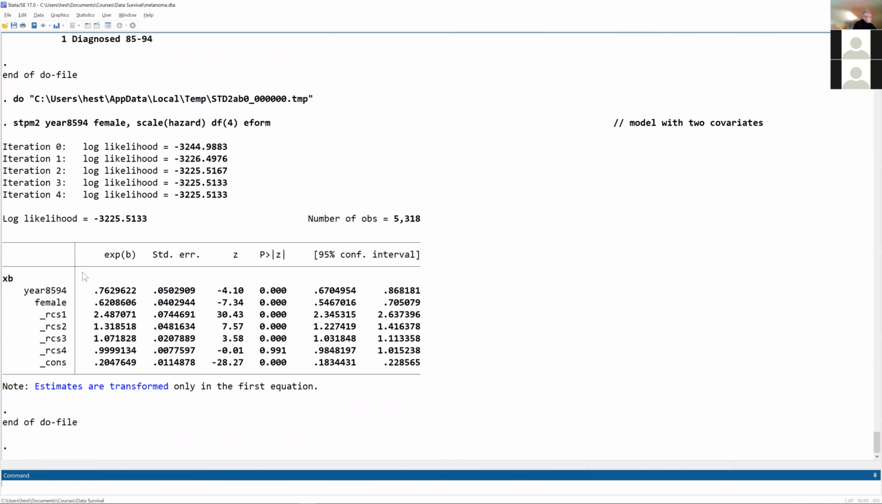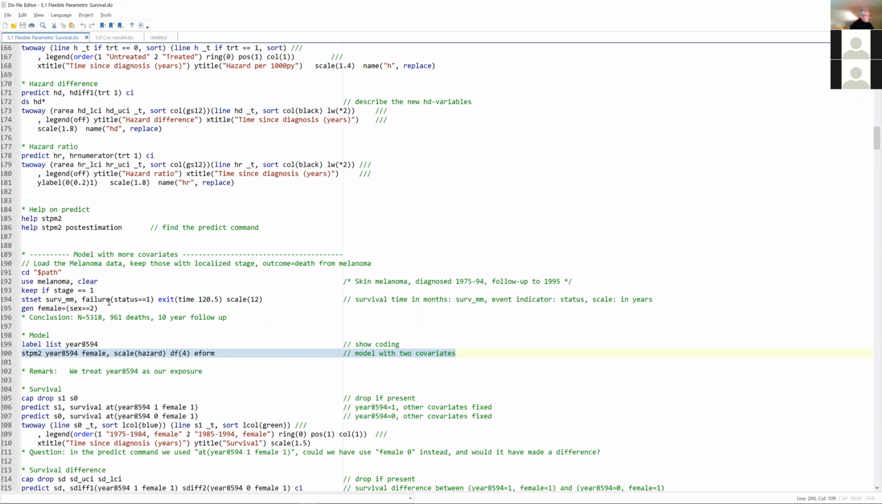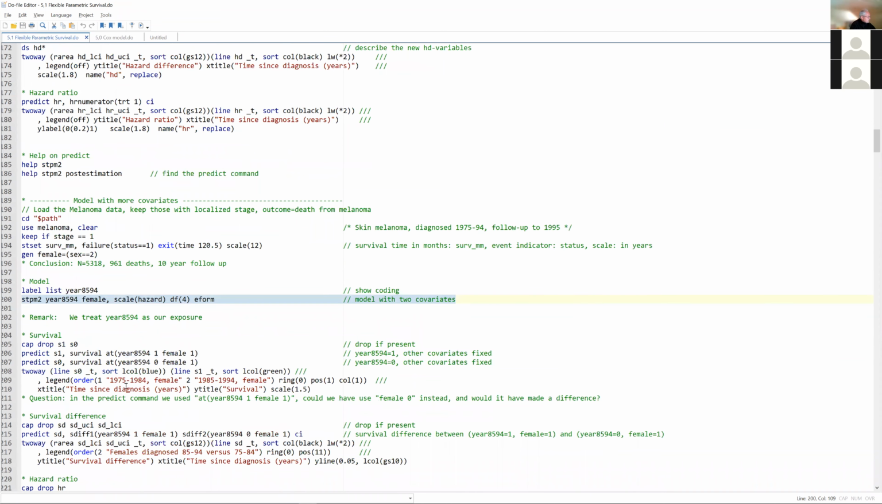And we see that those who are diagnosed after 1984, 85, have a better survival, hazard ratio 0.76, so 24% better survival. And as before, being female is better, hazard ratio of 0.62. Now the question is, how can we predict from these models? And let me show the survival first, maybe.